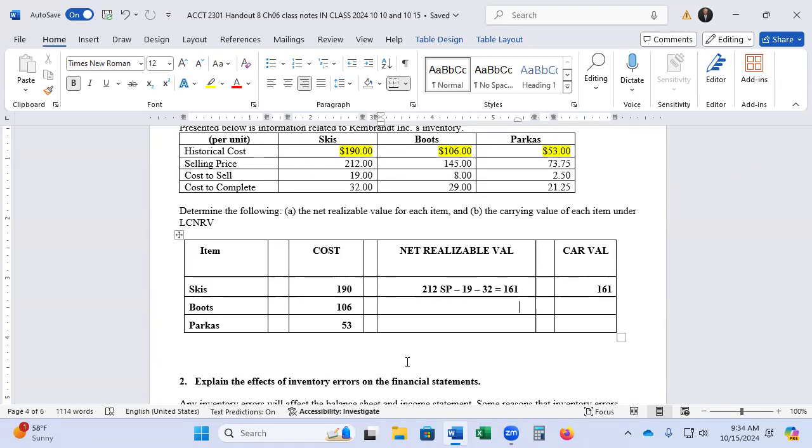Okay, so we start with the selling price, 145. We subtract out the cost to sell. And then we subtract out the cost to complete. And I get 106. Oh, 108, thank you. And so here, our cost is lower, so our carrying value would be at 106.